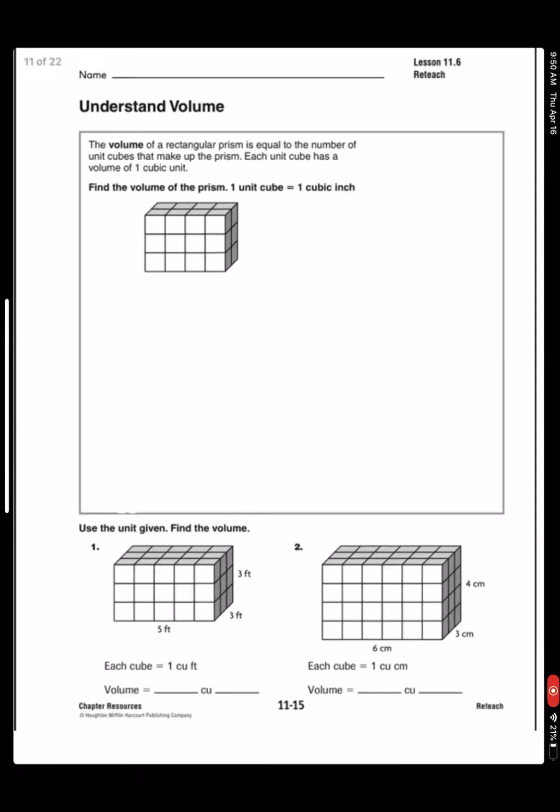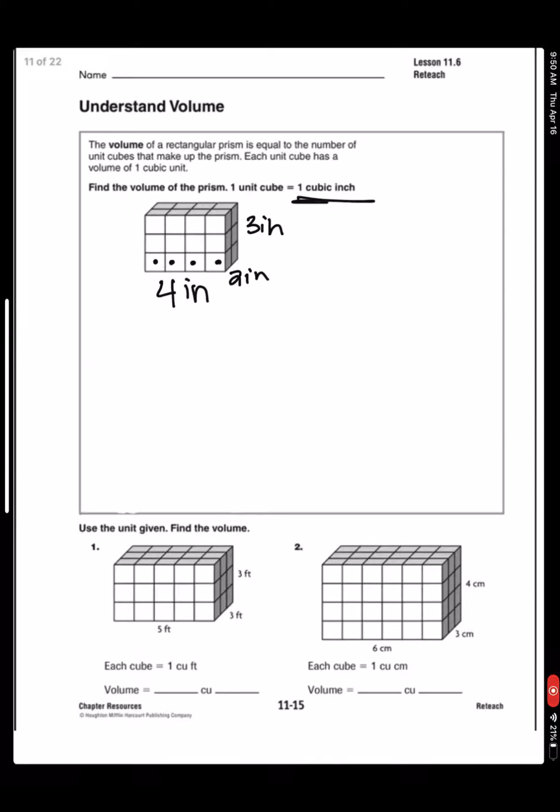One way that I like to start when solving volume is to put all my measurements. So I first find my length, which is 1, 2, 3, 4, and that's going to be 4 inches. And we know it's inches because up here it tells us. Our width is 2 inches, and our height is 3 inches.